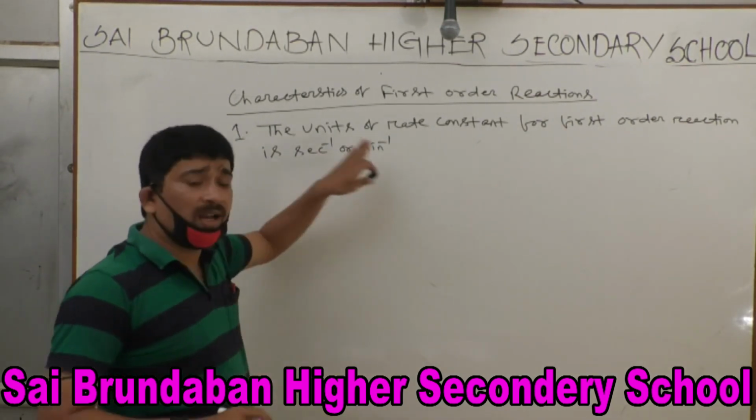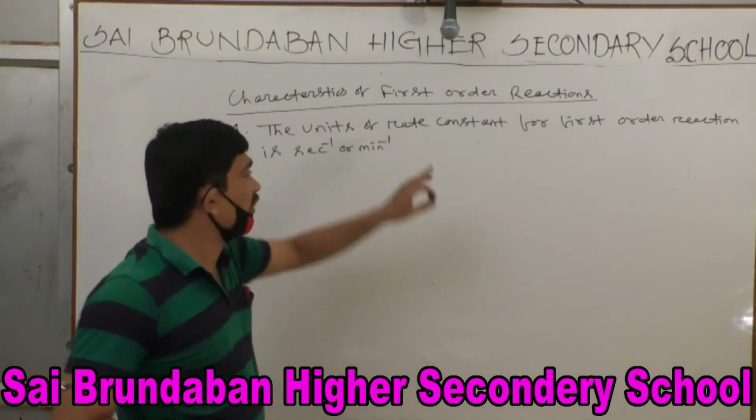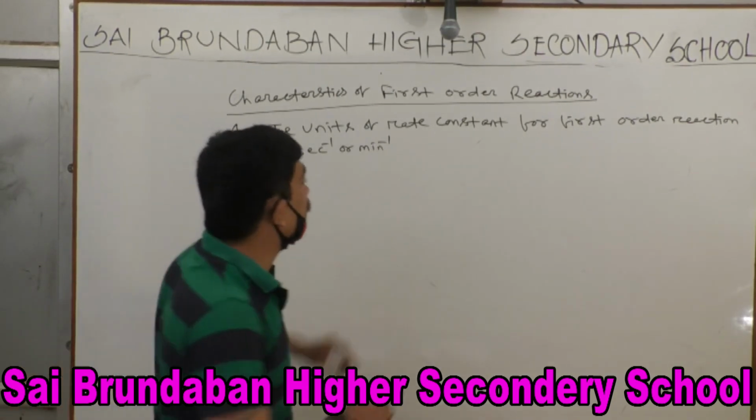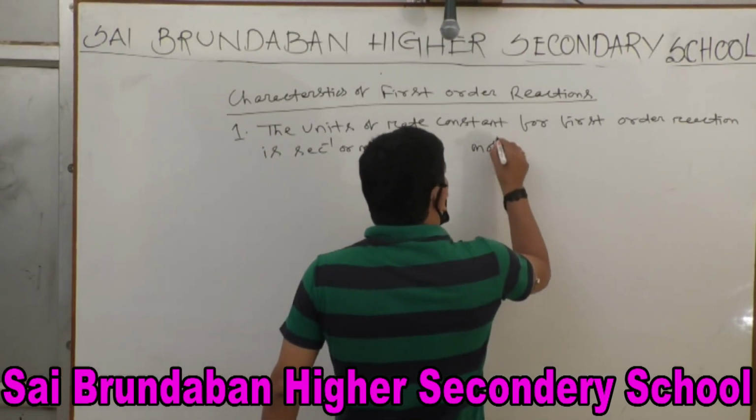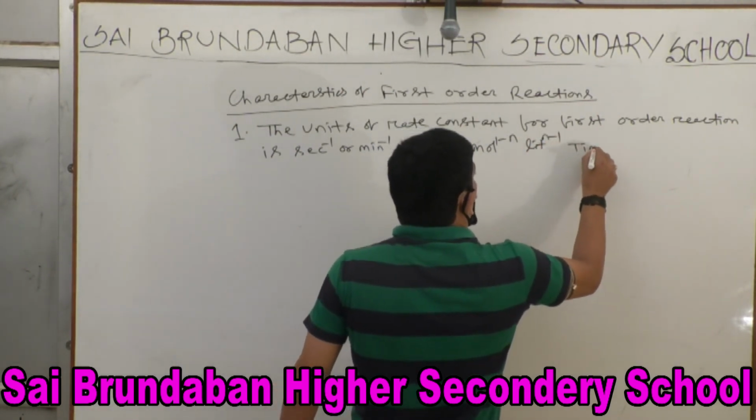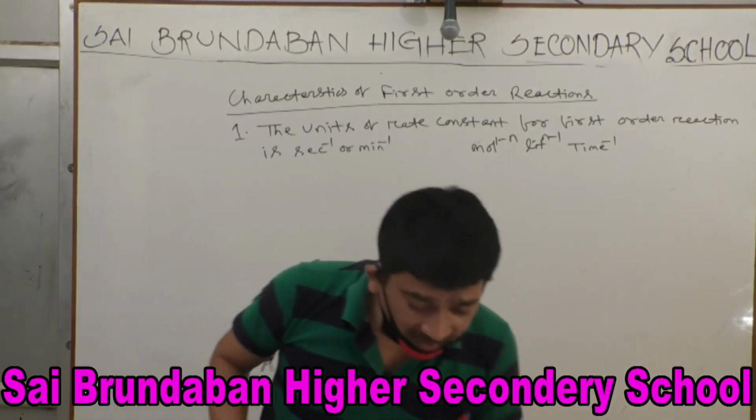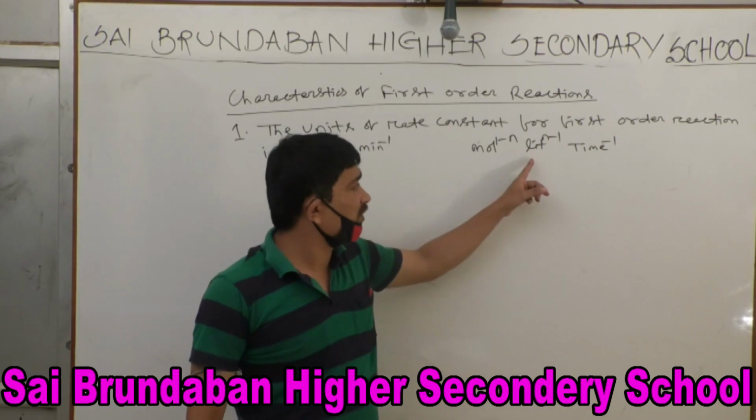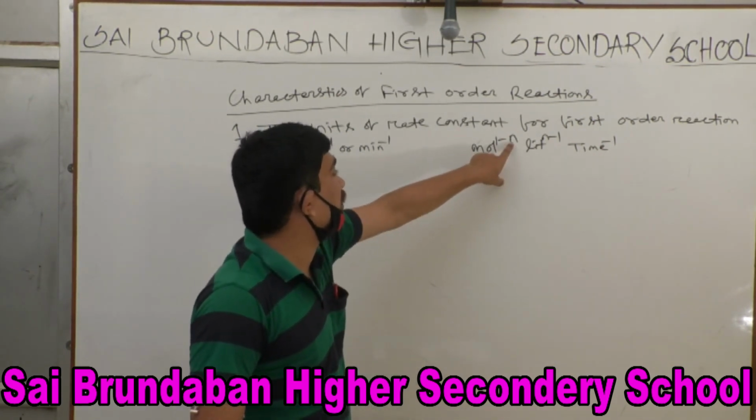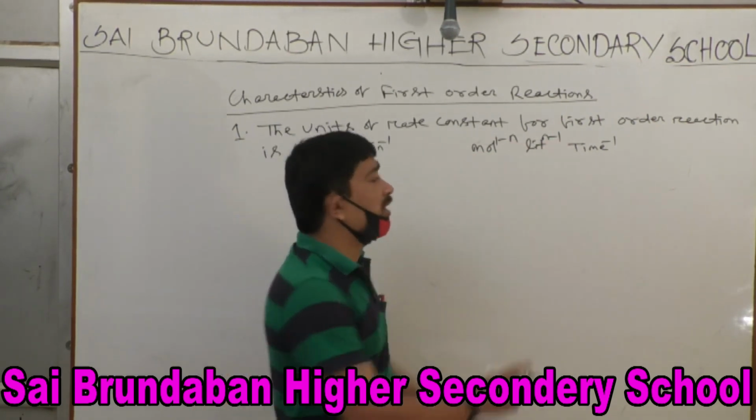Look at, already I have given you the formula to calculate the units of rate constant for any order reaction, let it be first order or zero order or second order or third order, any order. It is mole to the power 1 minus n, liter to the power n minus 1, time inverse. So put n equal to 1: 1 minus 1 is 0, 1 minus 1 is 0. So remaining only time inverse.